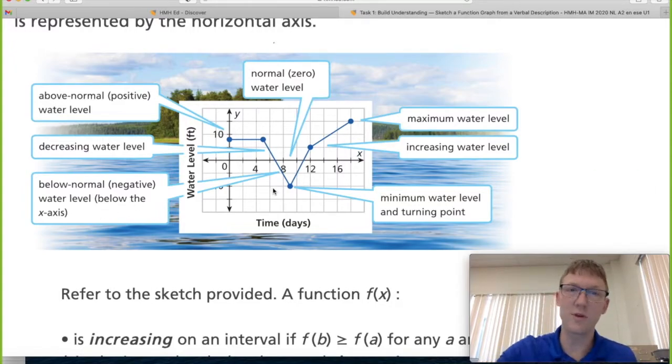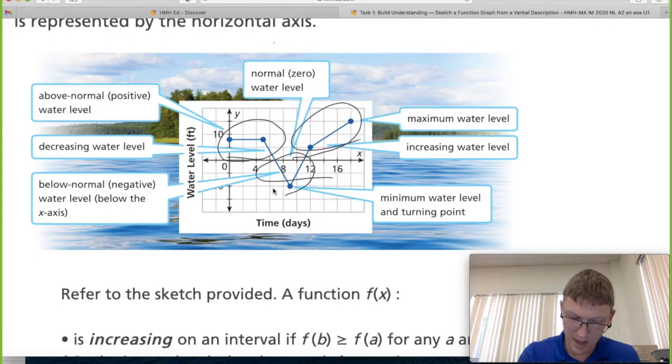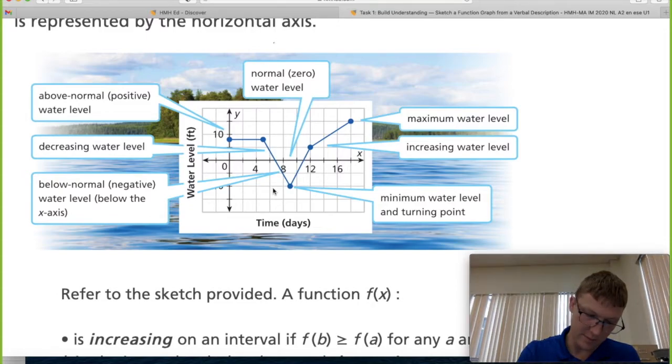So quick review: positive, negative, decreasing, increasing.